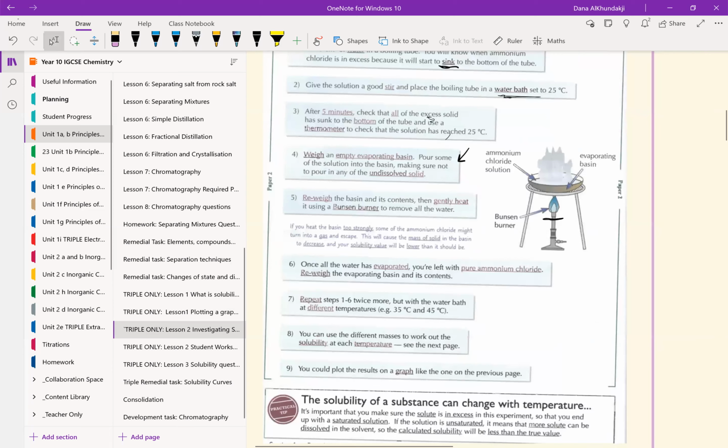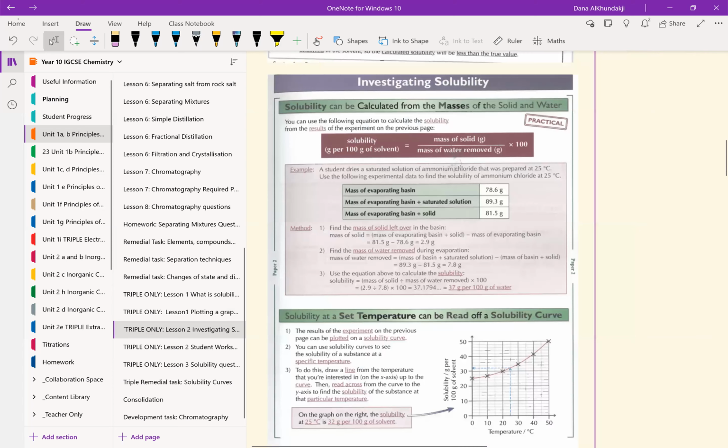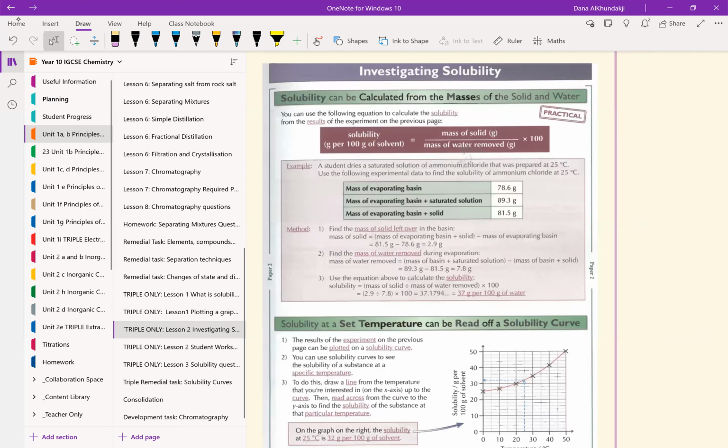You also have these with you in your paper. But over here, you can tell that the mass of the basin is given, and the mass of the basin with a saturated solution, then the mass with the solid. So to get the leftover solid, you will subtract the mass of the evaporating basin with solid minus the basin, okay? And if you want to get the amount of water that we got rid of, it will basically be these two, which are the total mass of solution with basin minus that of basin with the solid. So this is how much evaporated.